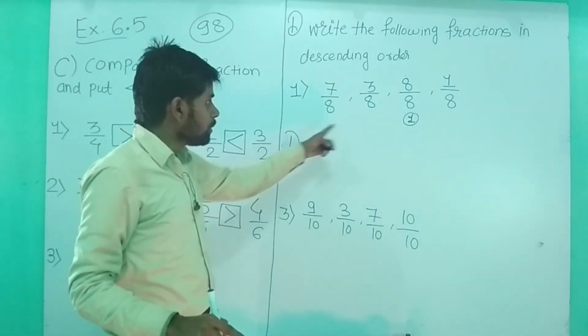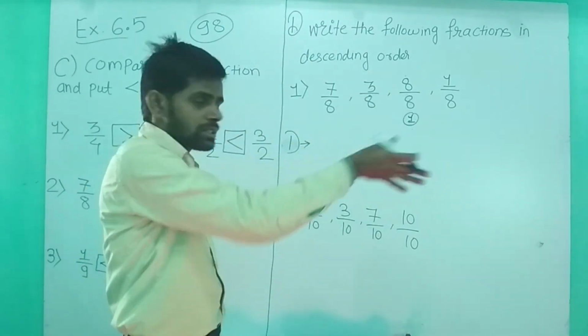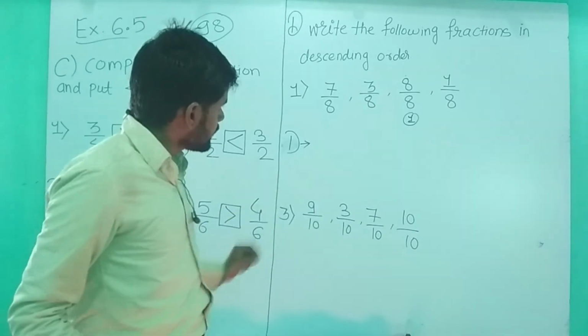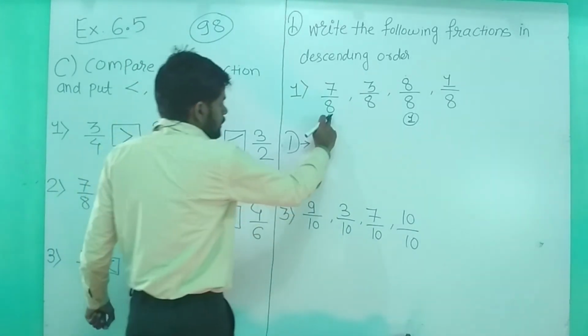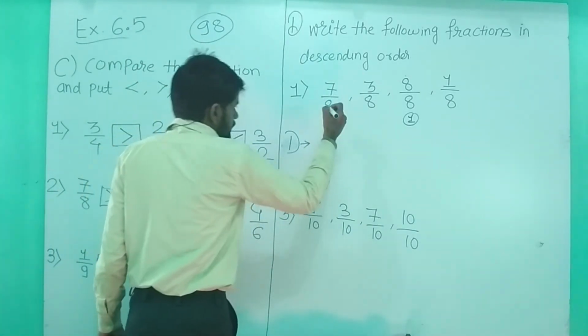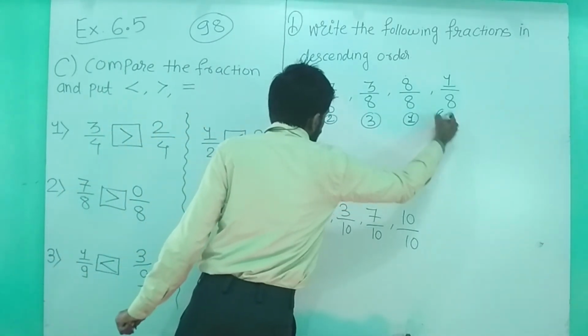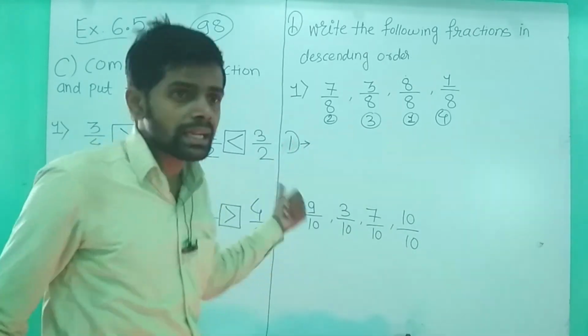And if it were ascending, then 8 by 8 will come at the last. Okay, 8 by 8 is coming at the first place. Slightly smaller than 8 is 7. It will come at the second place. Then it will come on the third place and it will come on the fourth place. For descending, I'm saying.